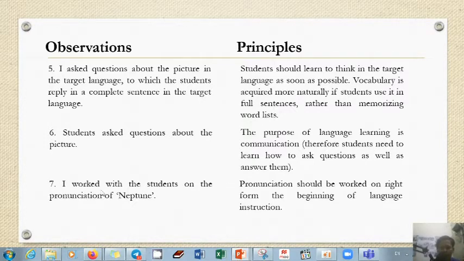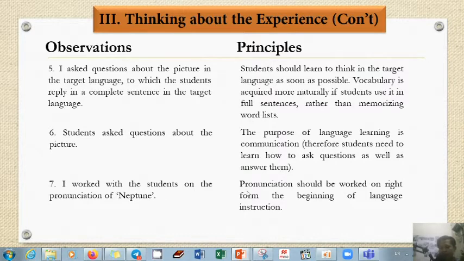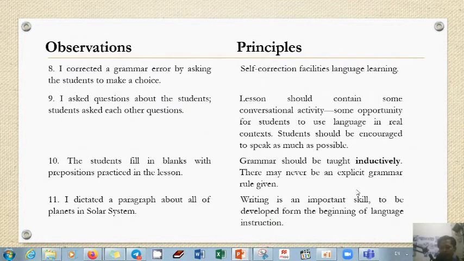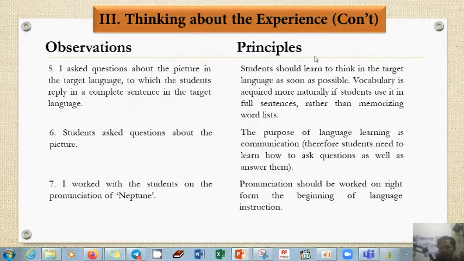And number seven, I work with the student on the pronunciation. We focus on pronunciation as well, like we have to say Neptune correctly, and Pluto correctly. So we have to focus on the pronunciation as well. And pronunciation should be worked on from the beginning of language instruction. So be careful to teach the student pronunciation, because the teacher is the model of the student.